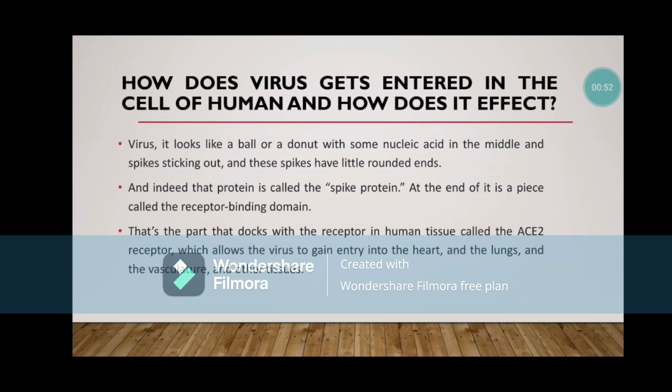That protein is called the spike protein. At the end of it is a piece called the receptor binding domain. I told you earlier that there are some receptor proteins outside which get attached to the human cell and hijack it. That's the part that docks with the receptor in human tissue called the ACE receptor, which allows the virus to gain entry into the heart, the lungs, the vasculature, and other tissues.